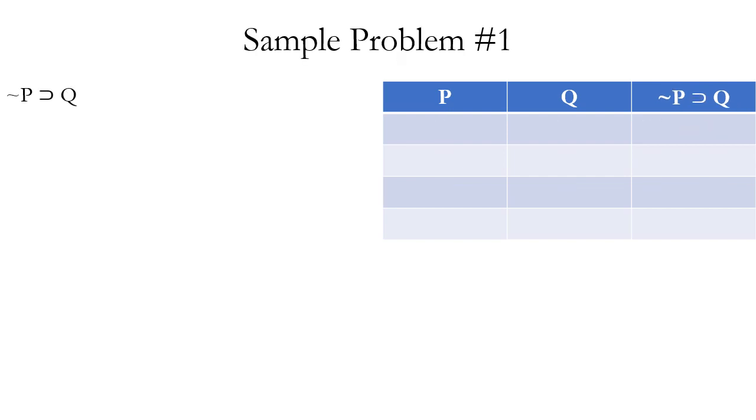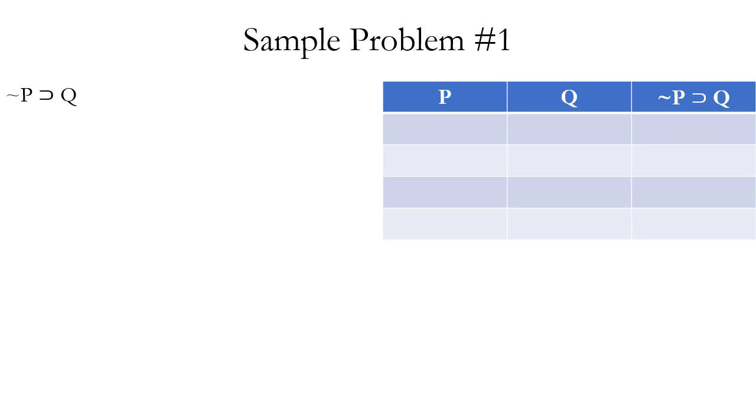So here's another sample compound proposition for us to figure out how to do the truth table of. This compound proposition, tilde p horseshoe q, has two simple propositions, p and q. So it's going to have three columns in the table, one for each of the simple propositions and one for the compound proposition. And it's going to have 4 rows because we have two simple propositions.